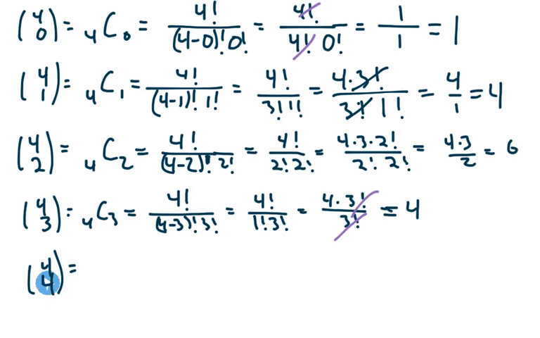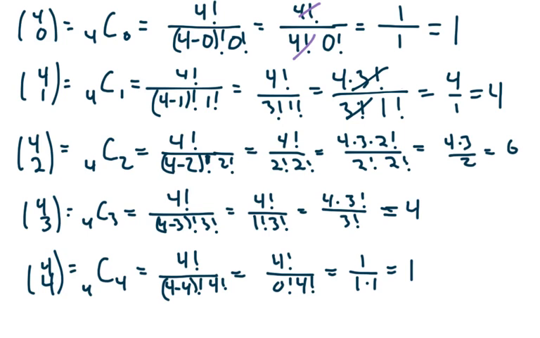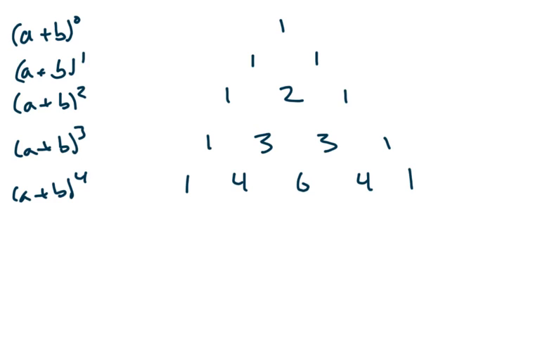4 choose 4. 4 minus 4 is 0. 0 factorial is 1. Everything else was just 4 factorial. Cool, right? And that all goes away. 1, 4, 6, 4, 1. If you recall this much of Pascal's triangle, the coefficients in the fourth row for the expansion of a plus b to the fourth power are 1, 4, 6, 4, and 1.